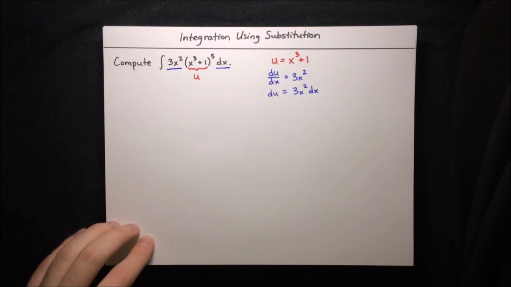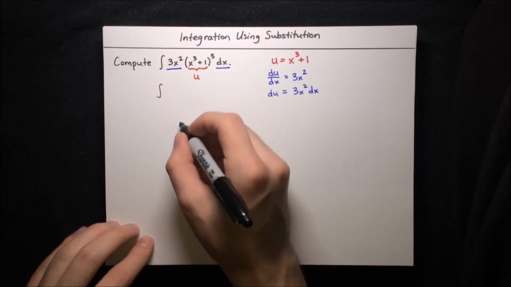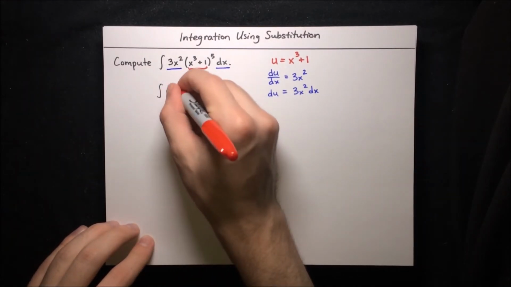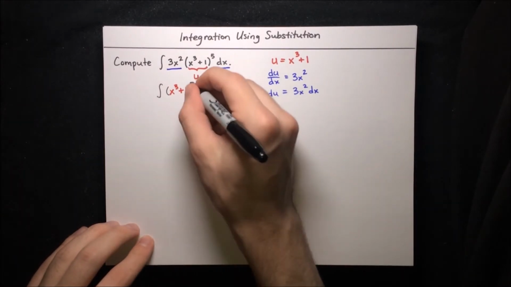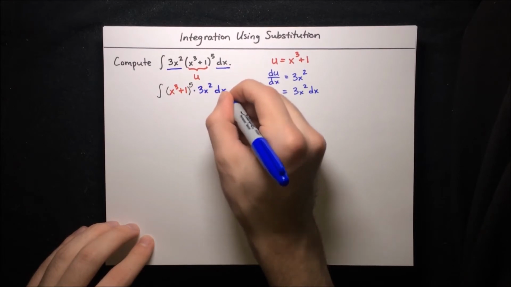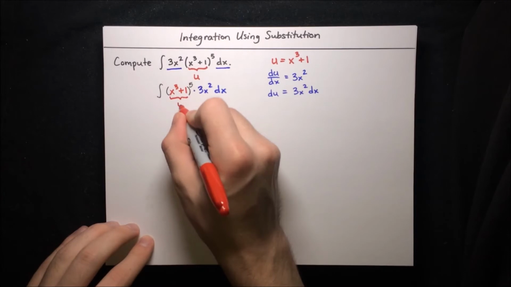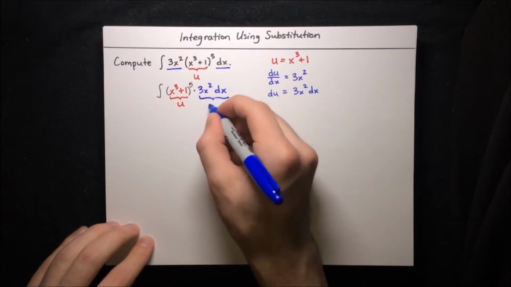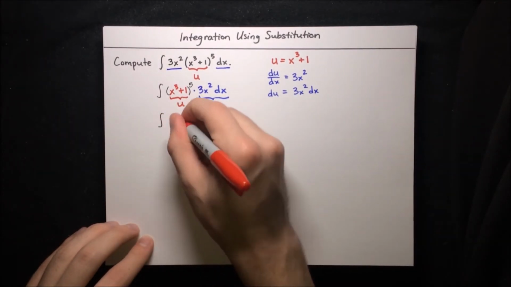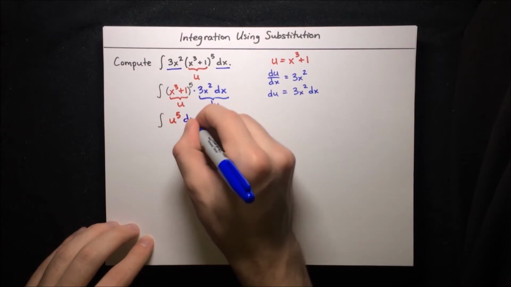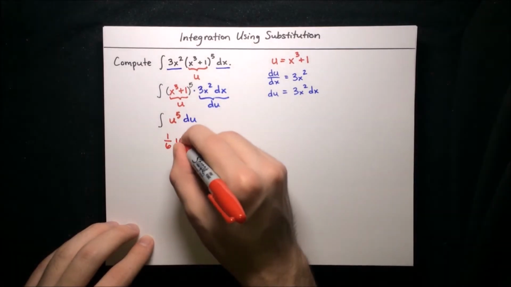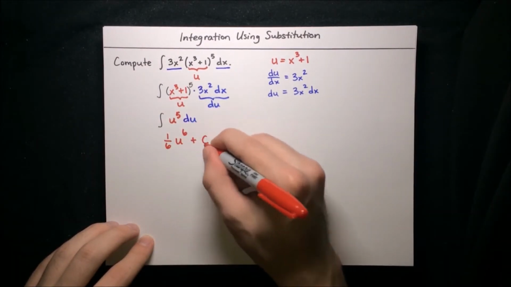For the sake of clarity, why don't we rewrite this integral once more, grouping the relevant terms together. So it's the integral of the quantity x cubed plus 1, and that's being raised to the fifth power, then that times 3x squared dx. So this here, the x cubed plus 1, that's u, and the 3x squared dx, that's du. So this is really just the integral of u to the fifth du. And we know that the integral of u to the fifth is just 1/6 times u to the sixth. And then we'll add our constant of integration, c.